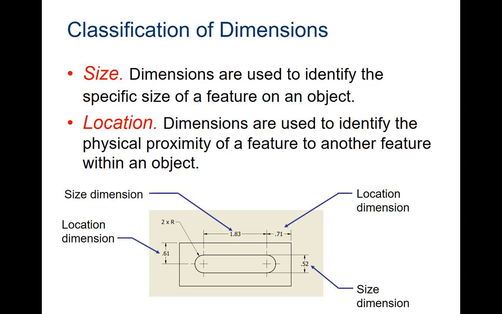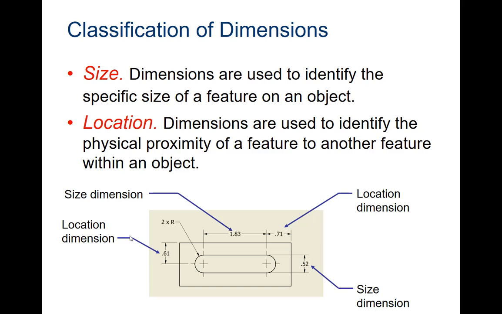You'll remember that there are a couple different types of dimensioning that we do. We do both size and location. So I need to know how big something is. I also need to know where it is located. So size dimensions are telling me how large it is, where location is giving me coordinate points as to where the feature is located on the object.